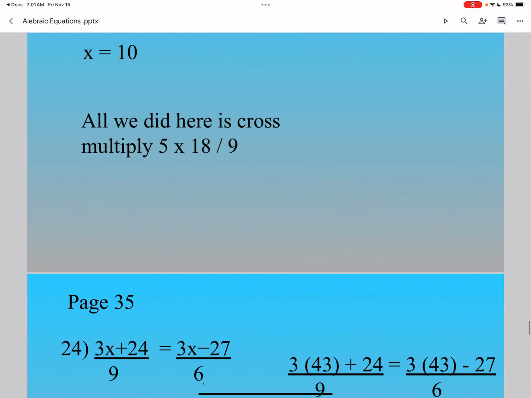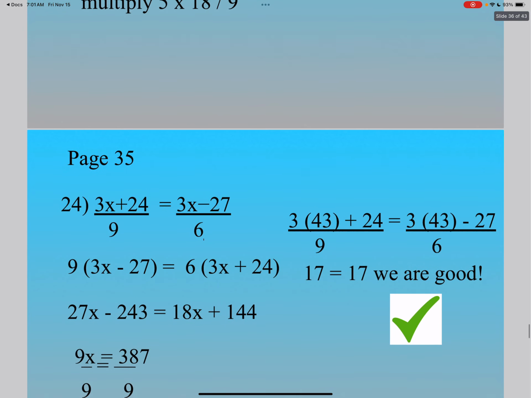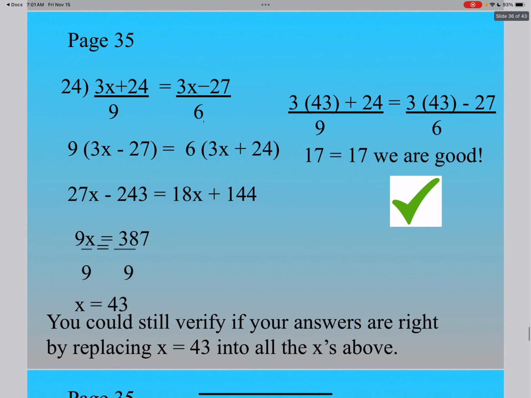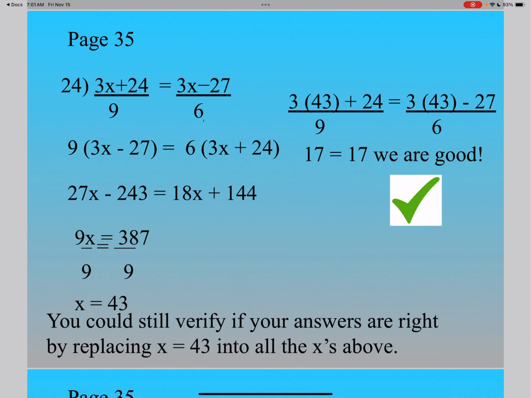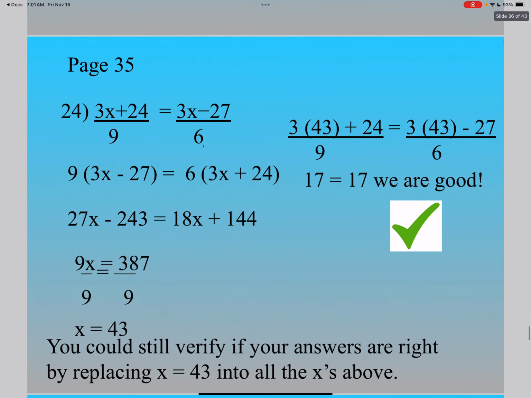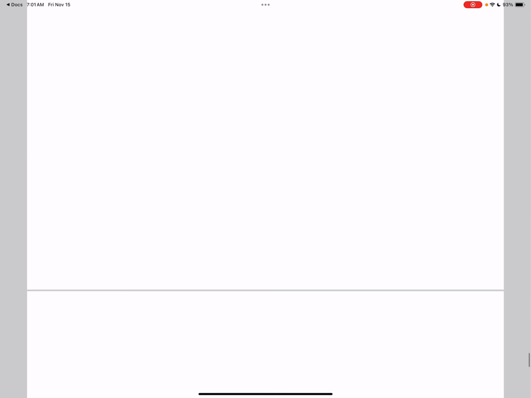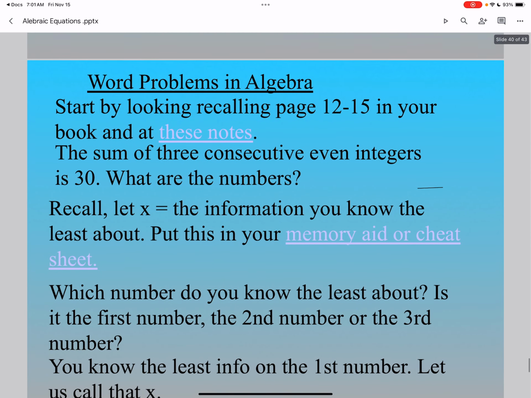This is another great example over here. You're definitely getting something like this, page 35, number 24. And here I go and I explain how to do it. I even explain how to verify your answer when you substitute what you think the answer is, in this case 43, and substitute it back into all the x's. So bottom line, you are going through all these PowerPoint slides.